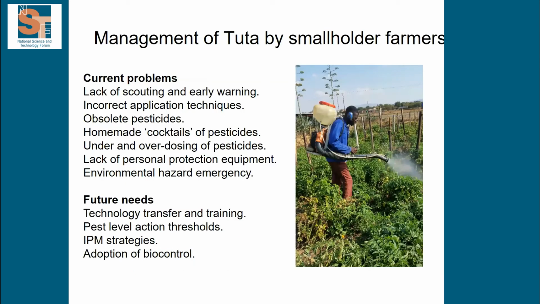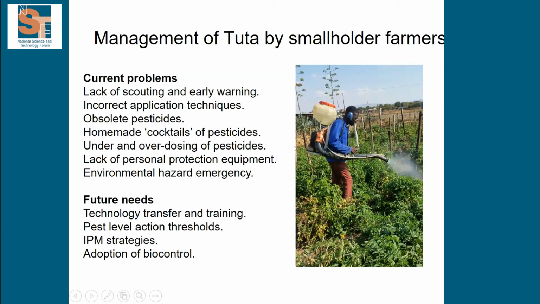Management of tuta by smallholders is a big problem at the moment. There's a complete lack of scouting and early warning. There's incorrect application techniques. They're using obsolete pesticides. They're using home-made cocktails of pesticides. There's underdosing and overdosing. Complete lack of personal protection equipment, as can be seen here with this guy. This is an environmental hazard emergency going on.